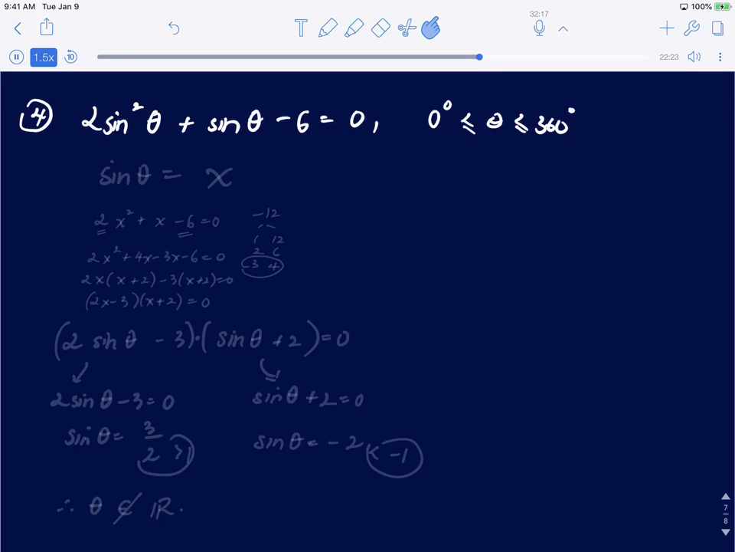So one thing you could do right away is just tell yourself that sine of theta is equal to x, and rewrite it as 2x squared plus x minus 6. You don't have to. You can still work with the sine. There's nothing wrong with it. Okay? But if you change notation, it might be a bit quicker.